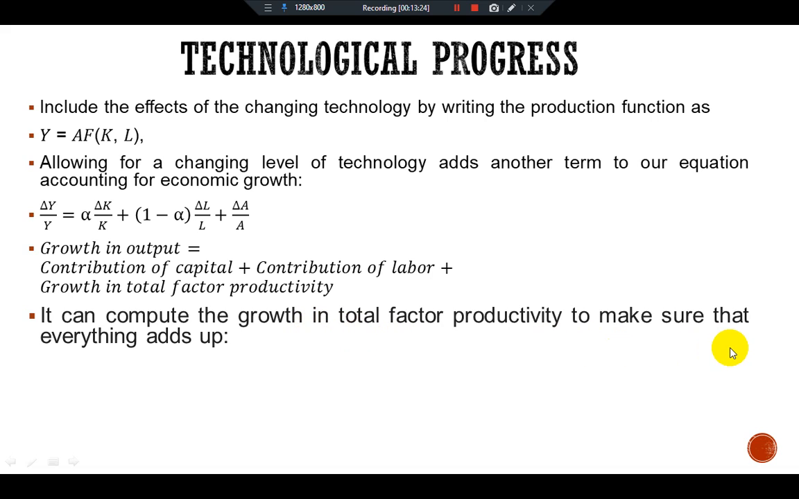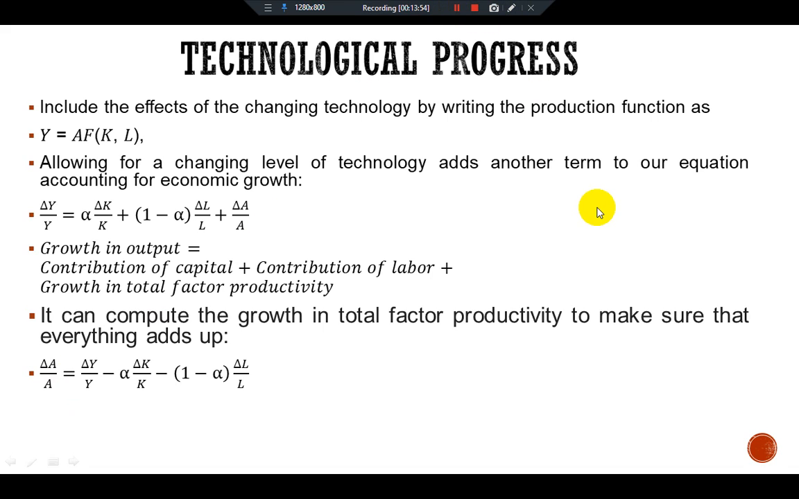To make sure that everything adds up, we have ΔA/A equals Δy/y minus α ΔK/K minus (1 minus α) ΔL/L. So here ΔA/A is the change in output that cannot be explained by changes in inputs.